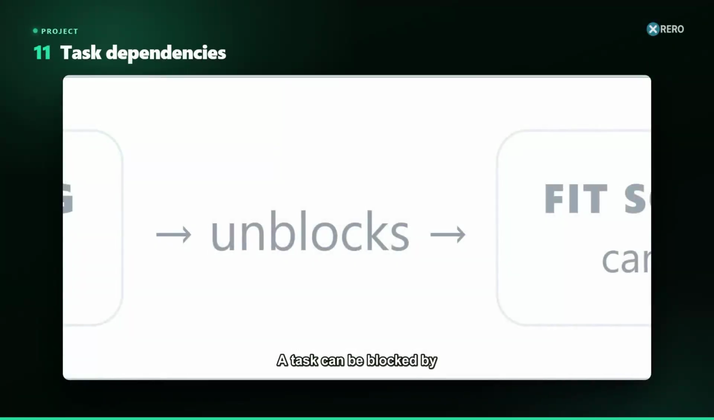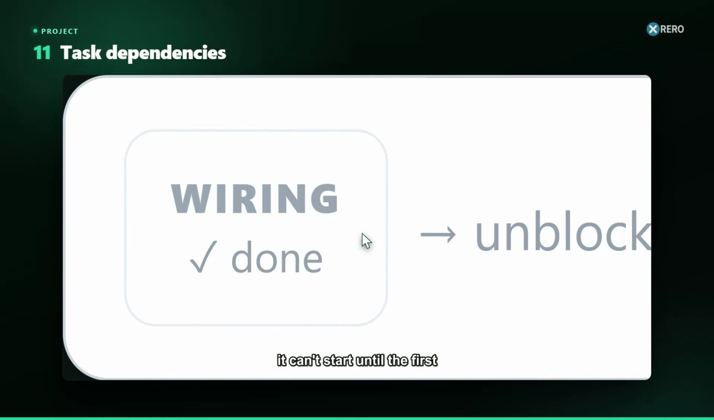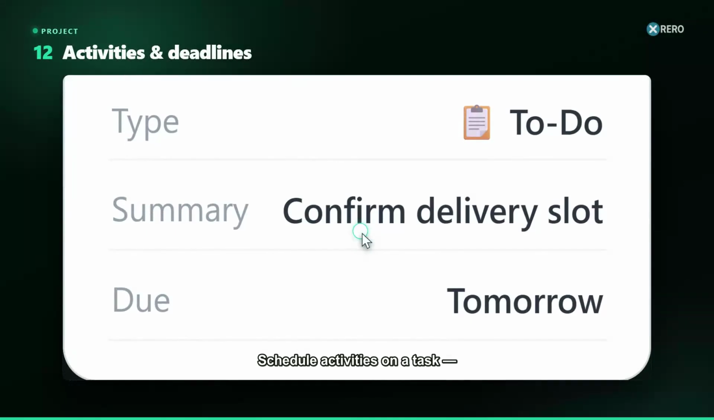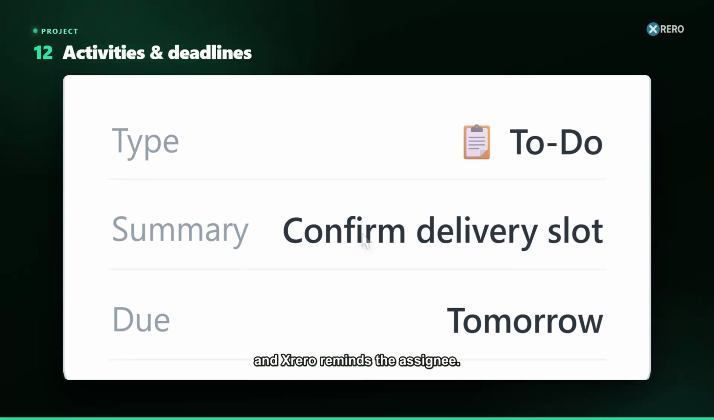A task can be blocked by another. It can't start until the first is done. Dependencies keep work in the right order. The board warns you if you try to start a task whose blocker isn't finished. Schedule activities on a task, a call, a meeting, a to-do, with due dates, and Xrero reminds the assignee.